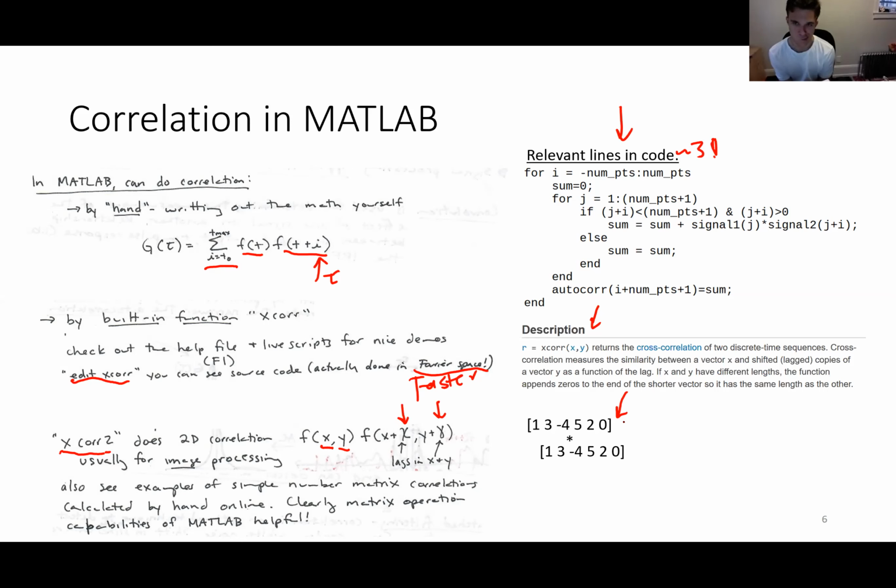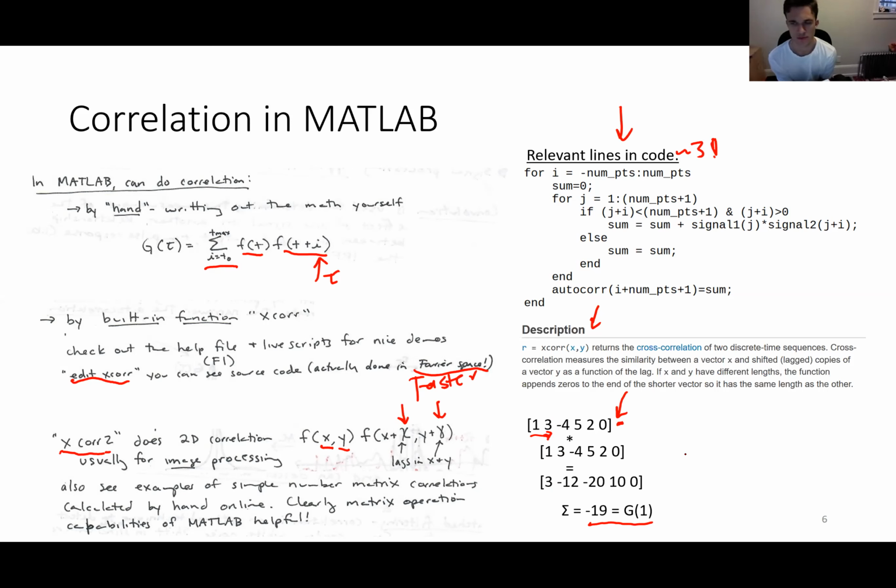So let's say we have this vector up here of some numbers. We shift it by a lag of, I guess, one space here. So you would multiply these numbers together, you get these values, and then you would sum them together to get your autocorrelation value at a time lag of 1.